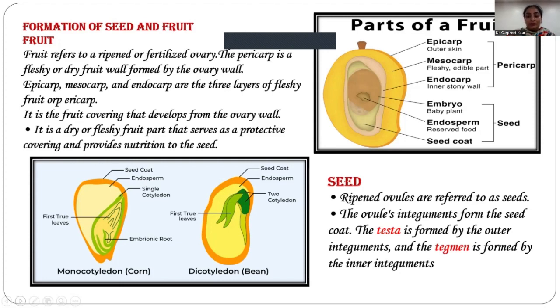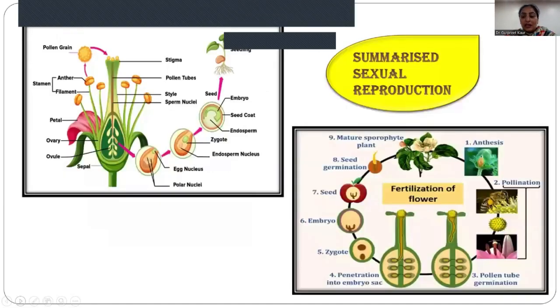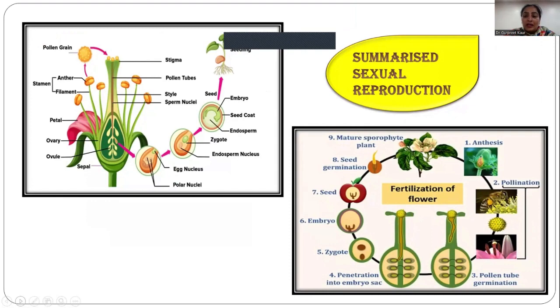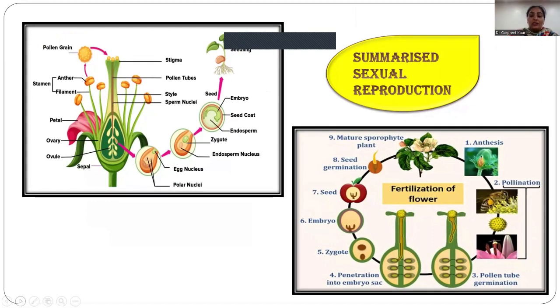Next, this is the summarized form of sexual reproduction. The life cycle starts from anthesis, pollination, pollen tube germination going to the embryo sac, zygote, embryo, seed, germination, again a sporophytic plant, and again the same steps. That is, reproducing again and again. So this is the summarized form of sexual reproduction.